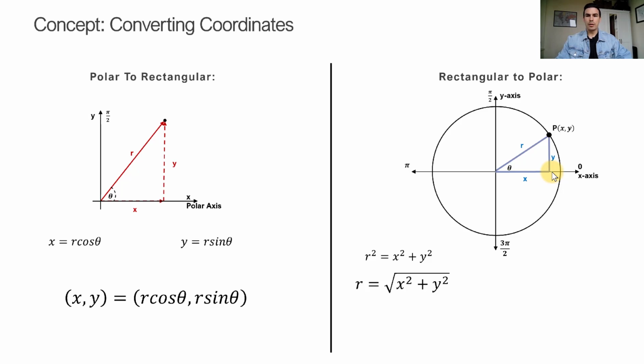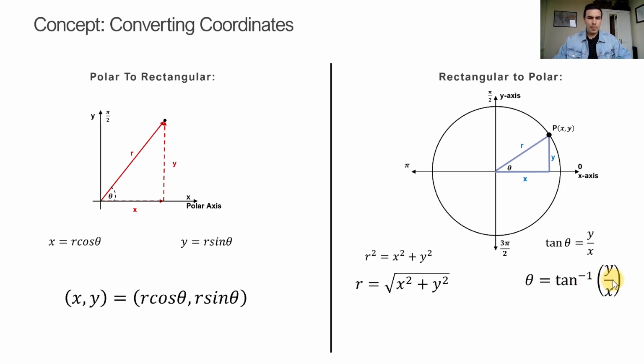How about our theta value? Well, let's see. If we look at tangent of theta, we're given the coordinate (x, y), so we have y and x. So tangent theta is equal to y over x. I just need to take the inverse of both sides, and theta is going to be equal to inverse tangent of y over x.